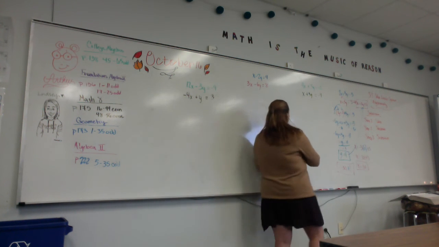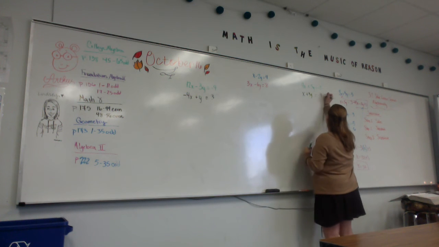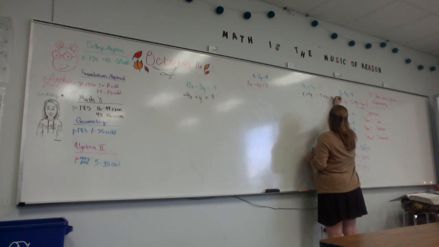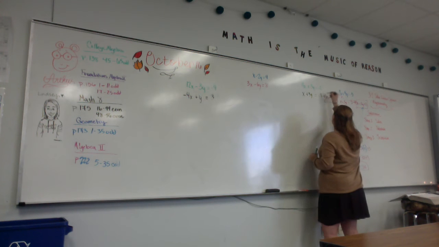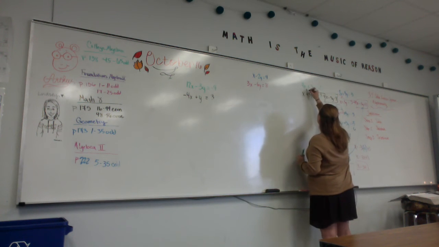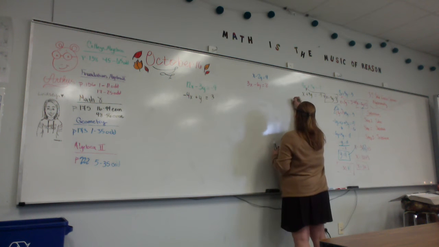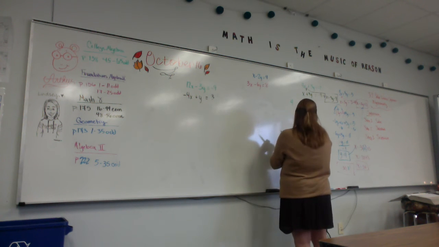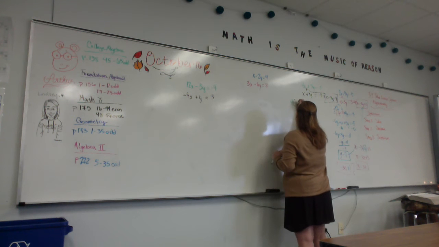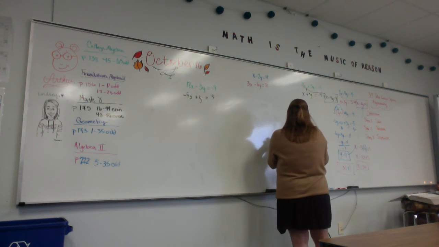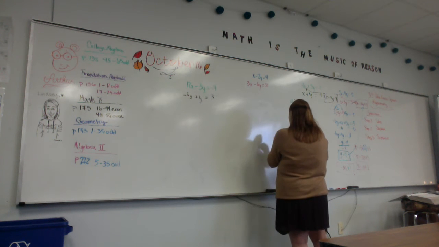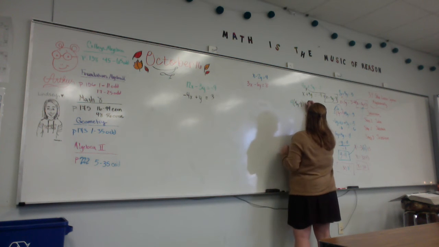X equals -5y minus 9. Good. Now what do I do with this? Plug it into that x. So I get 4 times -5y minus 9, and then I get plus 3y equals -2.